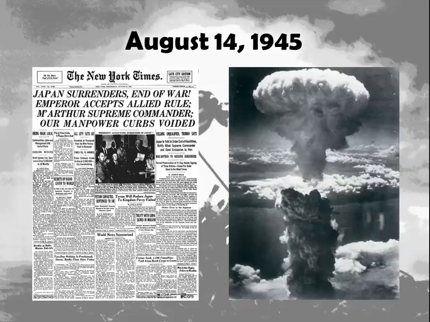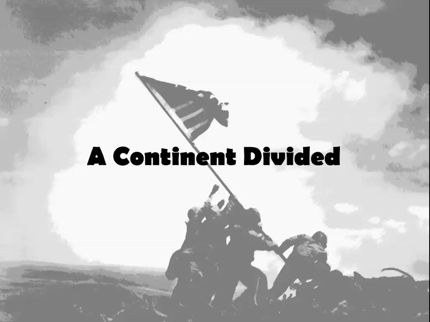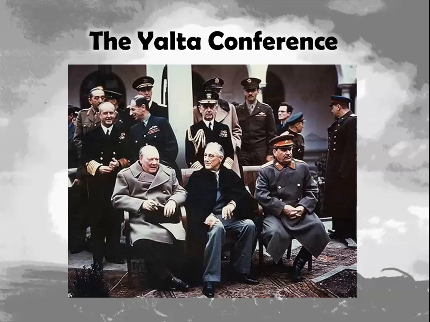And then, as a result of 2 atomic bombs, Japan surrenders on August 14th, 1945, and then the surrender becomes official on September 2nd, 1945. So what happens then? Well, in Europe, not so much in the Pacific, but in Europe, the continent's divided. By the end of World War II, peace is brought to Europe, but the continent is divided between the Allied forces.